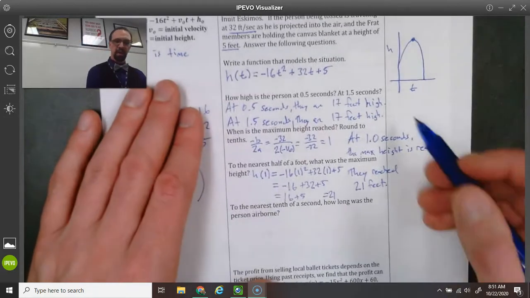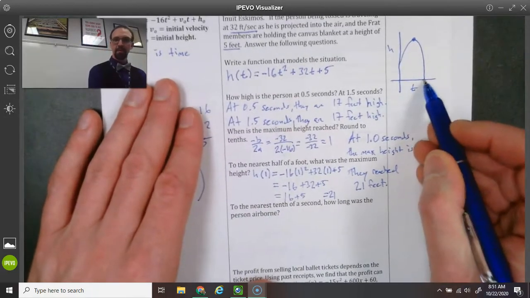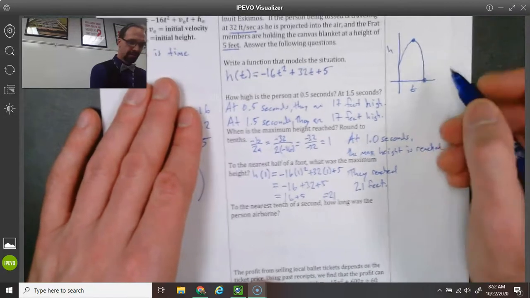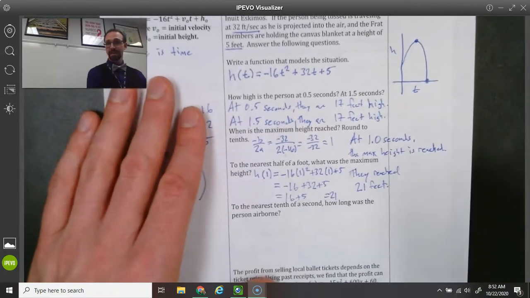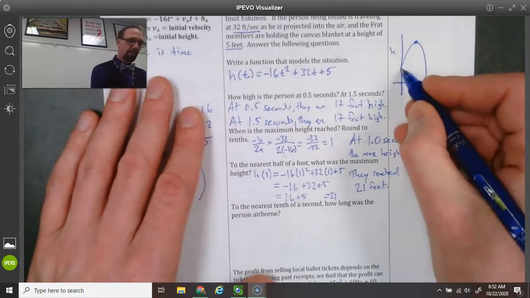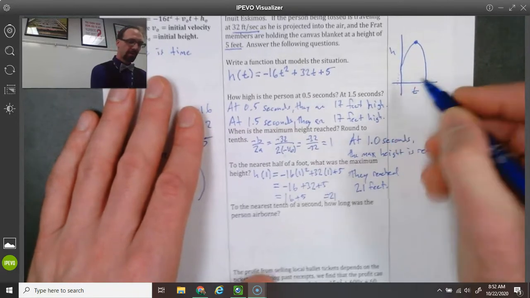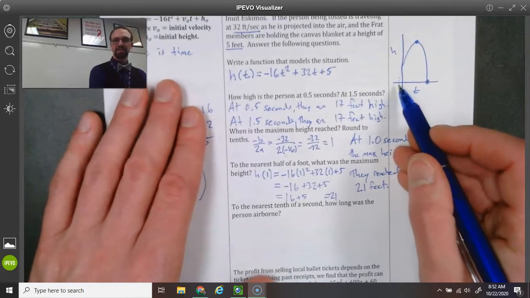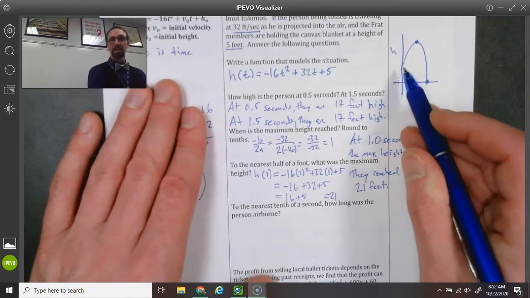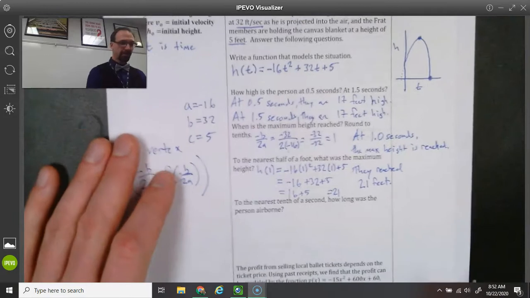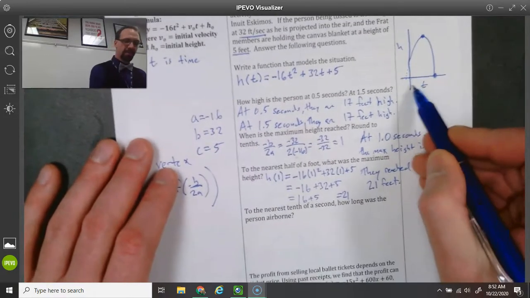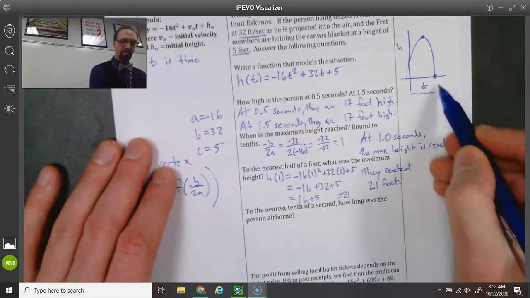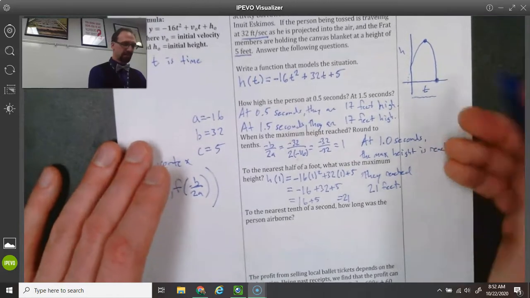So the person was airborne. If you think about the time, we want to know when this intercept is, because that's going to give us the time in seconds. If we also found the intercept, we would find this one here. Now this is backwards in time. They're never here because they never start touching the ground. They start in the blanket 5 feet off the ground. So we want to know this time here. How long was the person airborne? So we want to know what this x-intercept is.